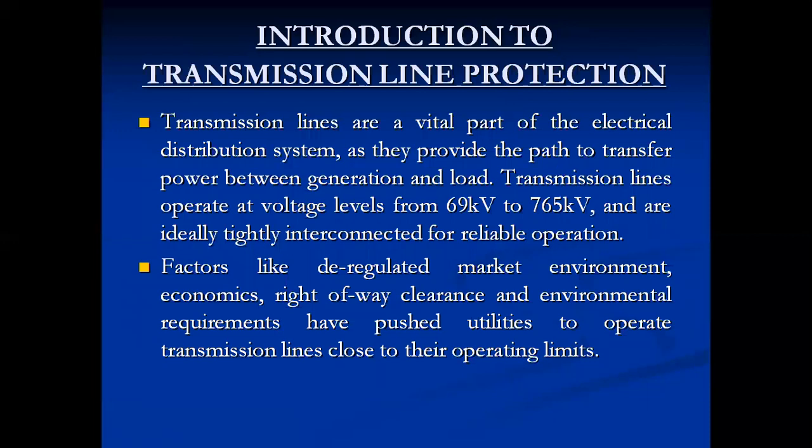Now, this is the introduction to transmission line protection. Transmission lines are a vital part of the electrical distribution system as they provide the path to transfer power between generation and load. Transmission lines operate at voltage levels from 69 kV to 765 kV and are ideally tightly interconnected for reliable operation. Factors like the deregulated market environment, economics, right of way clearance, and environmental requirements have pushed utilities to operate transmission lines closer to their operating limits.